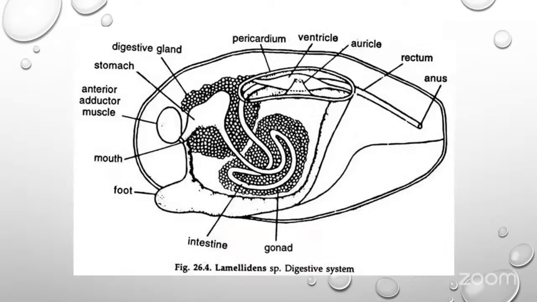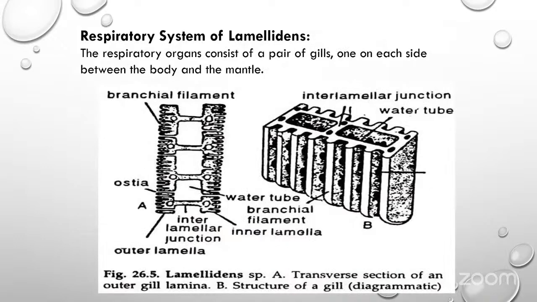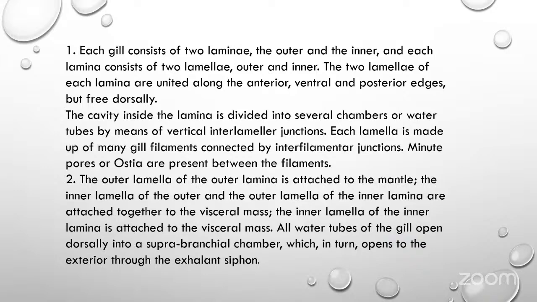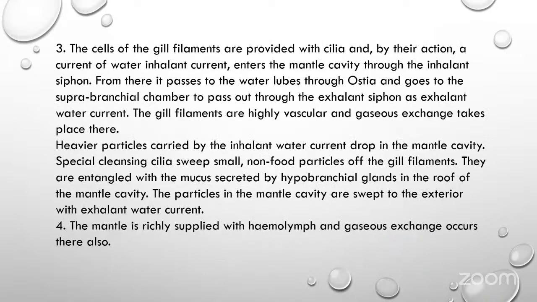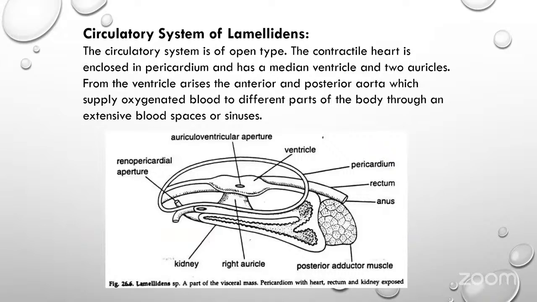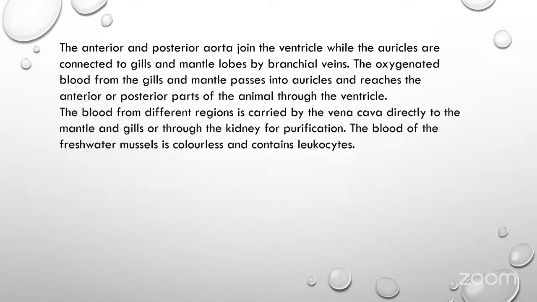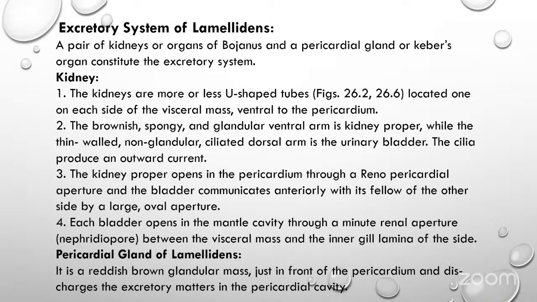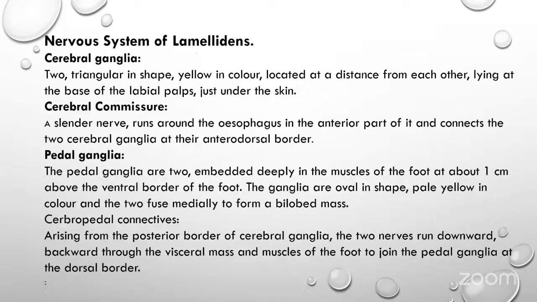And under the respiratory system, we have learned how the respiration process takes place. And we have studied about the circulatory system of Lamellidens. We also looked into the excretory system of Lamellidens, the different parts, how does a kidney function, how does the pericardial gland function?